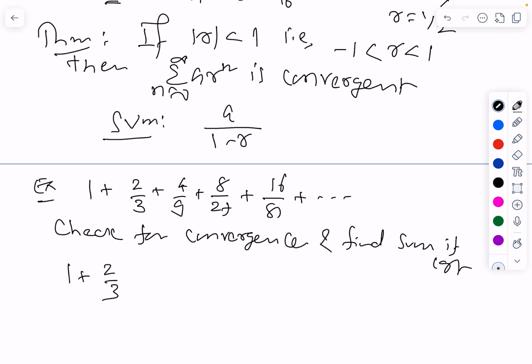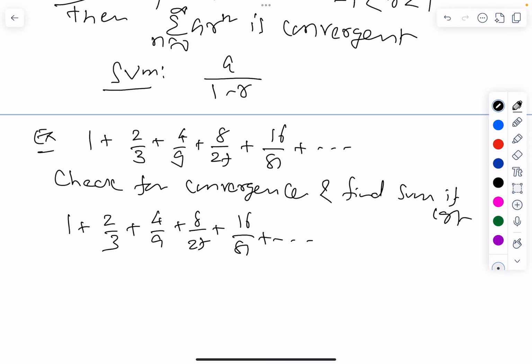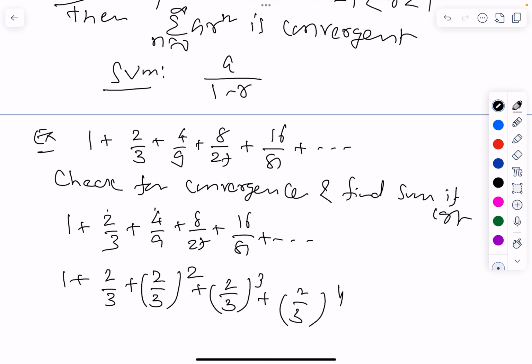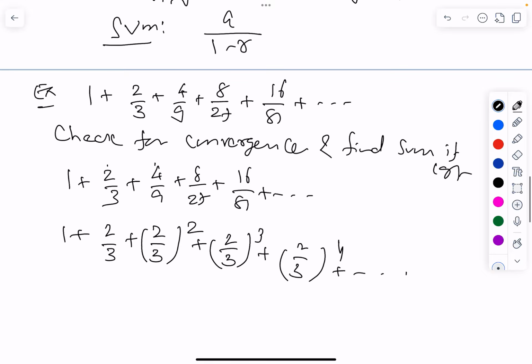So here, first of all you need to check which kind of series this is. Okay. So every term you see 2 by 3, 4 by 9. So if you divide, you will get that. Can you write like this? Like this. So you can understand that it is a geometric series. This is nothing but a geometric series.